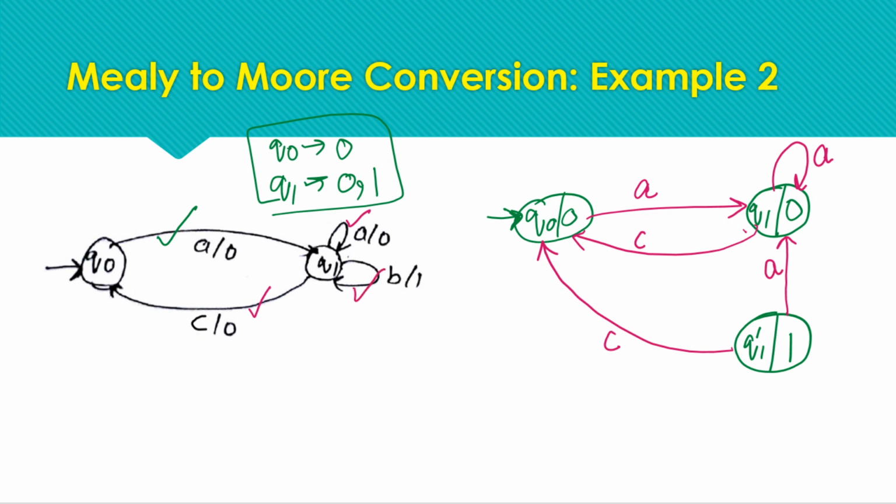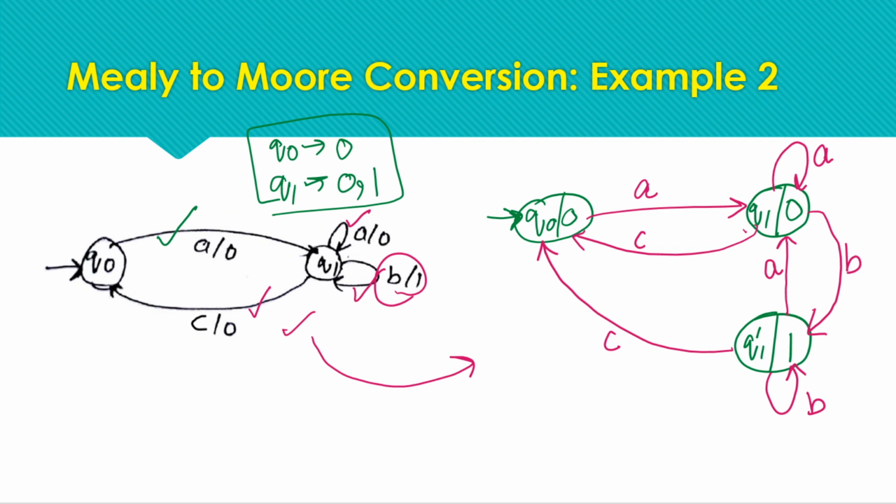Next, converting this self loop of B. B's self loop is getting the output 1. So the self loop is here, and move from another state to this state for input symbol B, and thus the conversion process is complete as we have considered and converted all the transitions to equivalent transitions in the Moore machine.